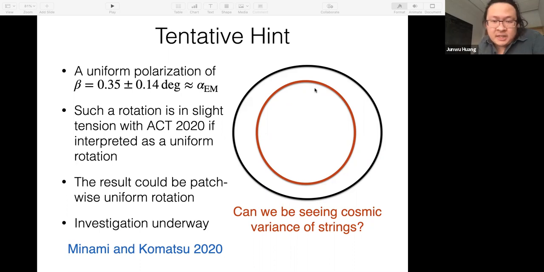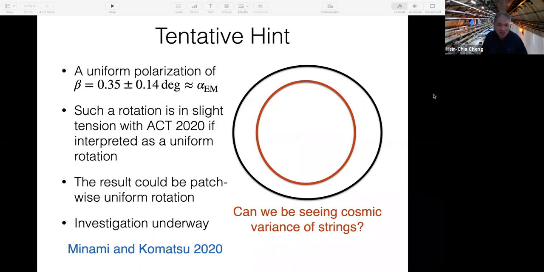And as a result, we should be looking at the polarization map. And if such a string is there, I will be seeing a patchwise uniform rotation. So inside, there will be a polarization rotation which is one angle, and outside is another angle. And on average, you can get a polarization rotation which averages to somewhere close to alpha EM. So we think it's a possibility that they are seeing cosmic variance coming from strings. And we are doing some investigation with the method that we are developing to look at this scenario.